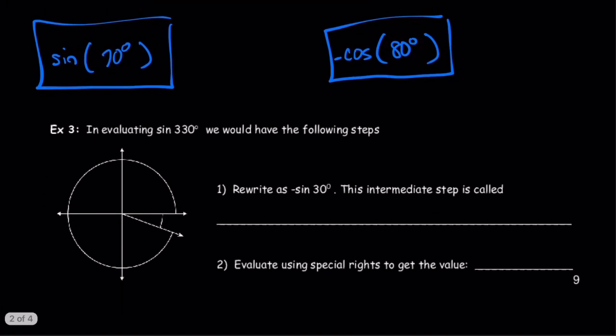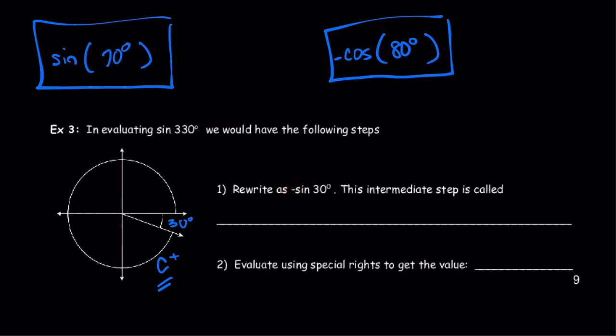Now let's figure out how to do that and find the ratio. So I need to evaluate sine of 330 degrees. Here are the steps. You rewrite this as a function of a positive acute angle. Now, the reason that it's negative sine 30 is because this reference angle here is 30 degrees. ASTC, this is cosine's quadrant, so we know sine is negative.